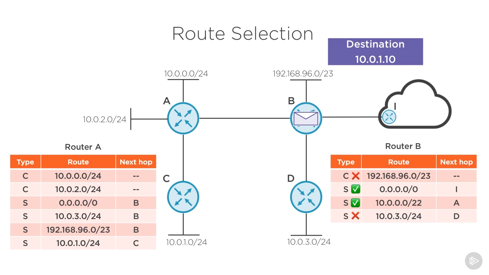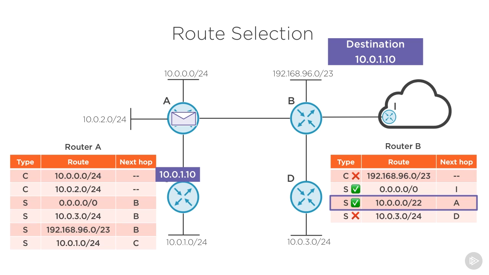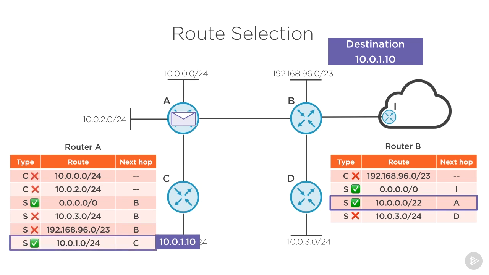So this time we only have 2 matching routes. Well, once again, we're going to choose the route with the longest mask. So we're going to choose the route with the next hop of router A. We're going to forward that message on. Now we're going to compare our destination IP address to the routing table of router A. And if we look through all of that, we're going to have 2 matching routes once again. The first route is our default route, which has a next hop of router B. And then we also have a static route with the next hop of router C going to network 10.0.1.0/24.